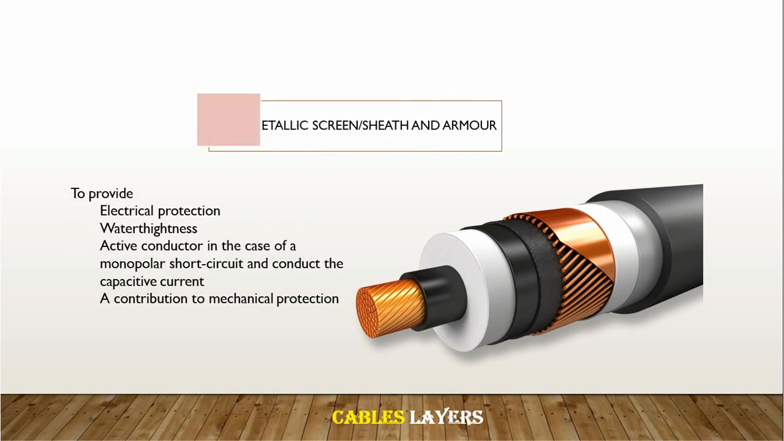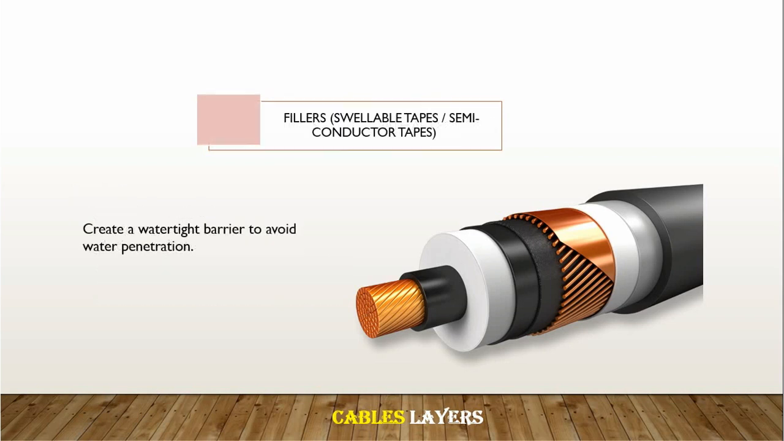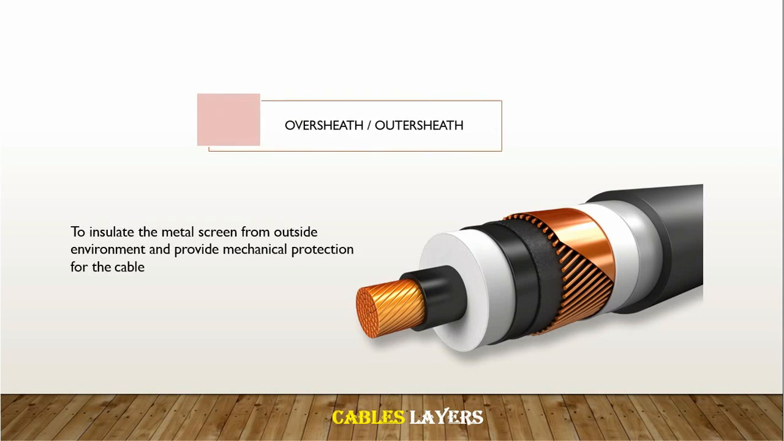Metallic screen or sheath and armor will perform many functions like electrical protection, water tightness, an active conductor in the case of short circuit, and it will contribute to the mechanical protection of the cable. Fillers, which create a watertight barrier to avoid water penetration, and the oversheath or the outer sheath that would insulate the metal screen from the outside environment and provide mechanical protection for the cable.